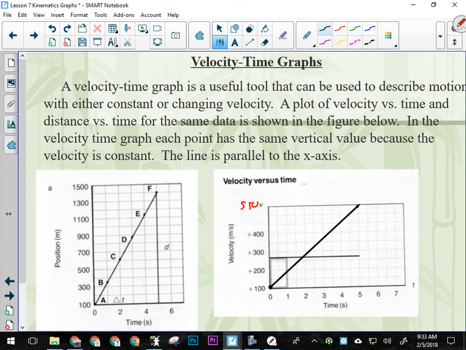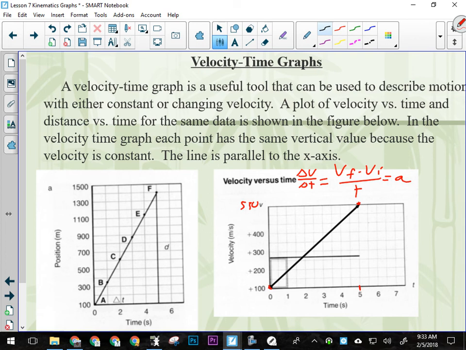In Science 10, you used this formula to calculate acceleration. Change in velocity over time, VF minus VI over T. Your teacher may have written it like this. Sometimes it looks like that too. Delta just means final minus initial. So if I know the final velocity, and I know the initial velocity, and I know the time, could I calculate the acceleration from this graph?